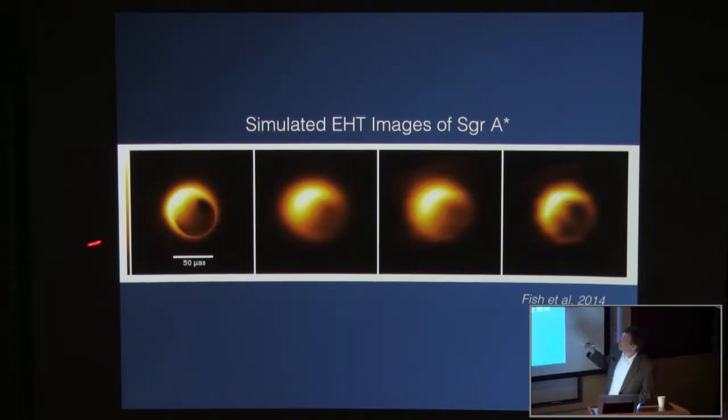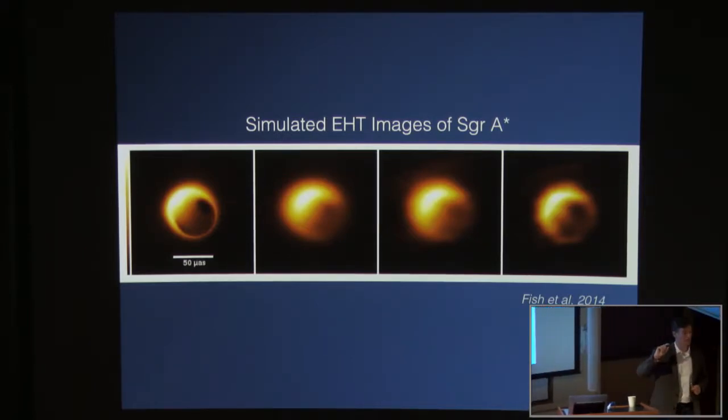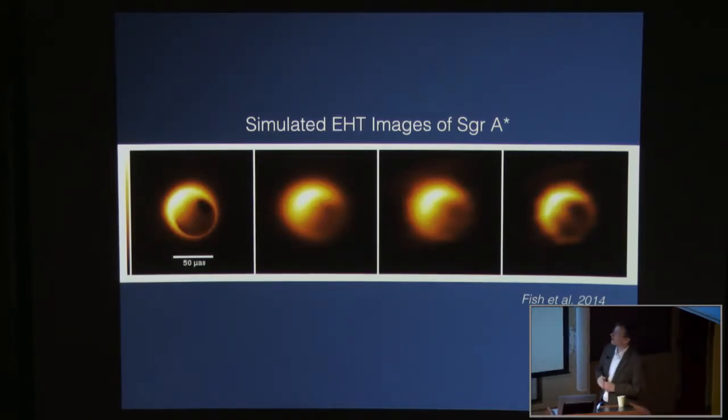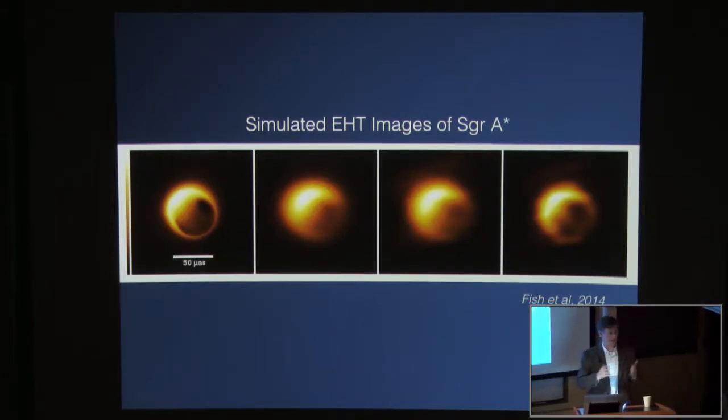This is sometimes referred to as the shadow of the black hole. The size of this shadow significantly exceeds the size that you would estimate by just taking GM over c squared D. That ratio is about 5 microarcseconds. The diameter of this thing is 50 microarcseconds, and the increase in size is due to strong gravitational lensing in the neighborhood of the black hole. So lensing helps us and increases the angular size of the event horizon.